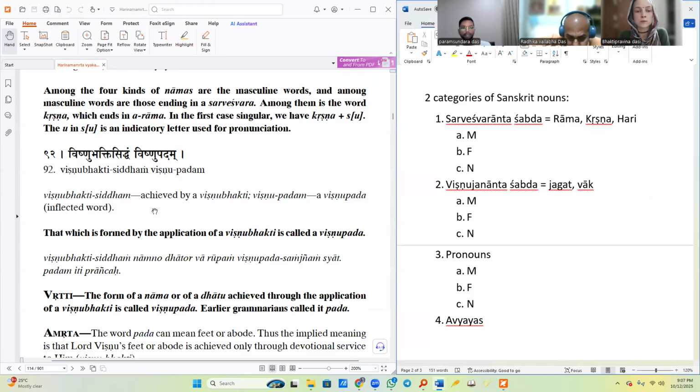So Vishnu Bhakti Siddham Vishnu Padam. A Pratyaya is also called Vishnu Bhakti. In normal Sanskrit, they call it Vibhakti; we are calling it Vishnu Bhakti. So when we apply a Vishnu Bhakti to a Prakriti, the final form is called Vishnu Padam, which we already studied.